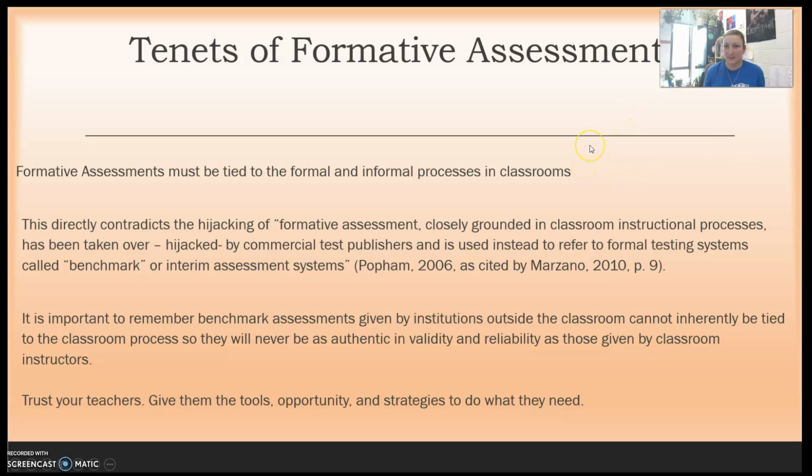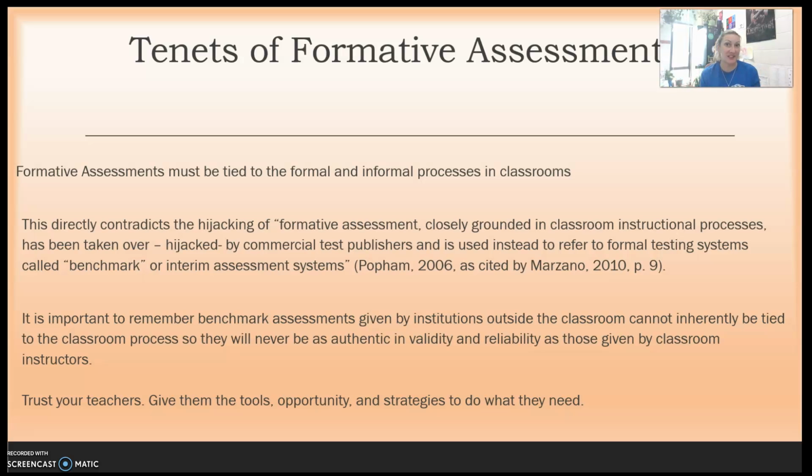Tenets of formative assessment. They must be tied to the processes in the classroom. This is why the interim assessments that are given by outside sources are not formative assessments. Your STAR reading test is not formative because it is not tied directly to your classroom instruction. You didn't make it. Unless you are teaching the test, it is not part of your formative or summative assessment.